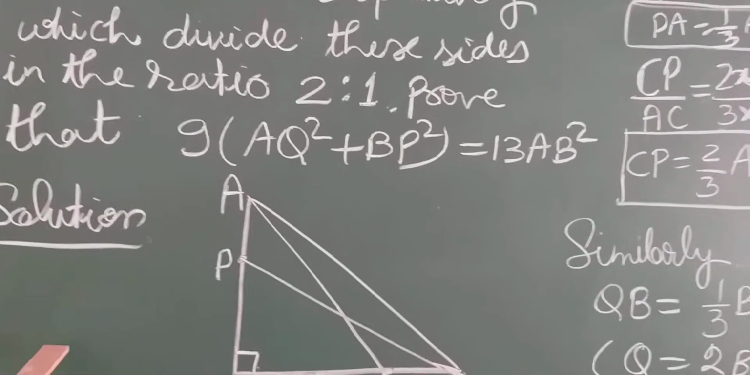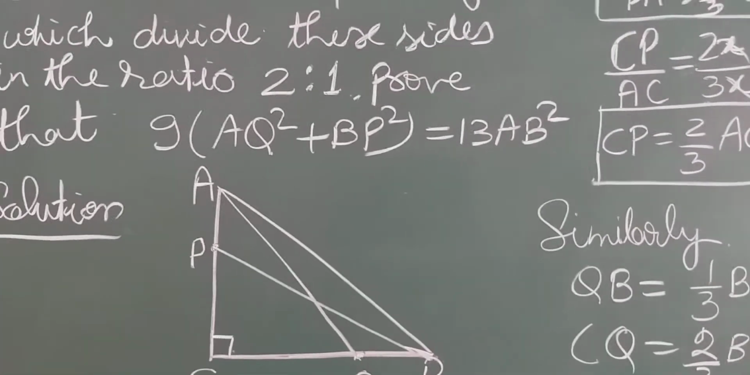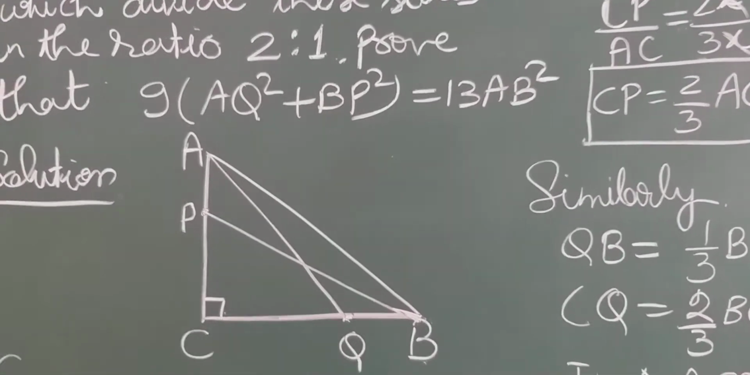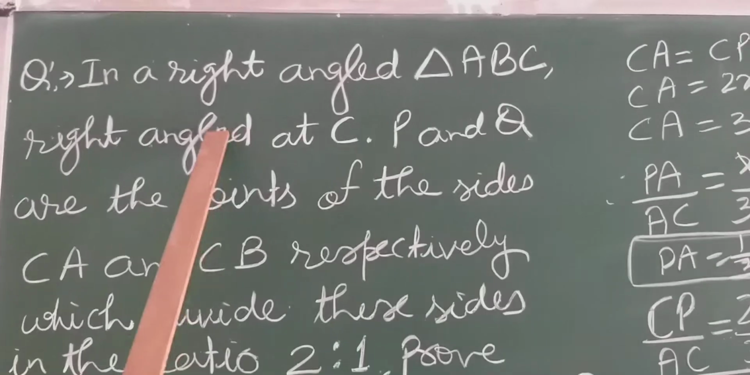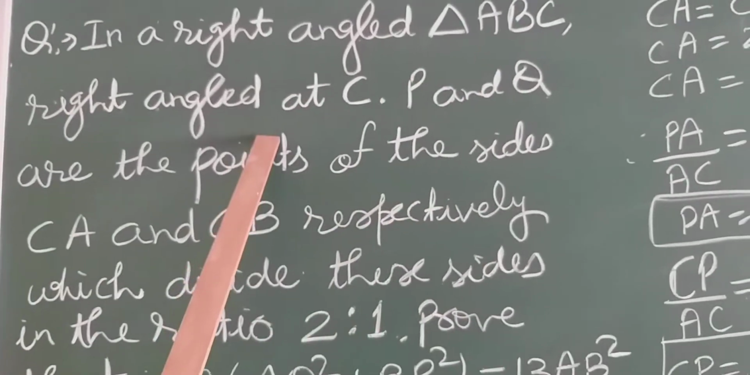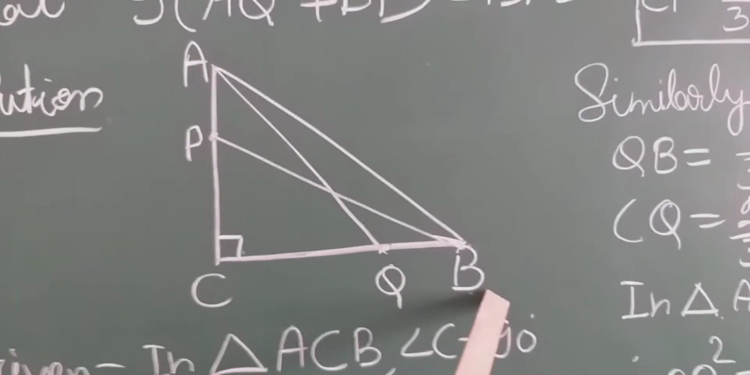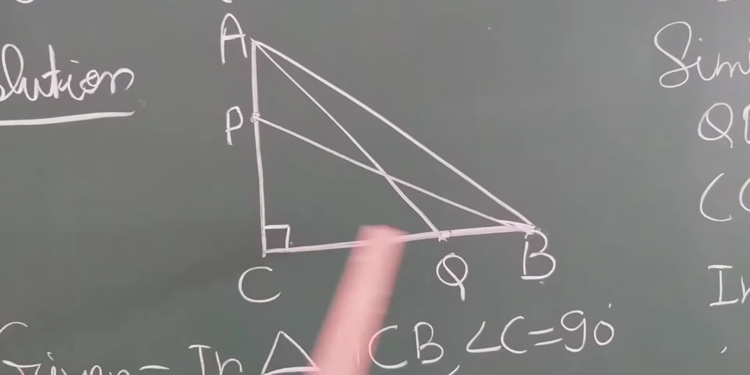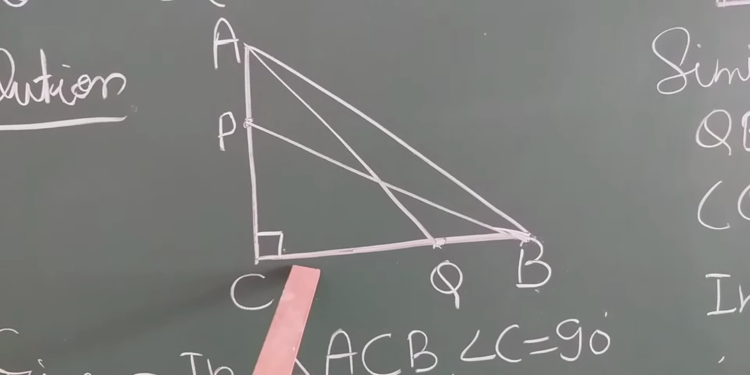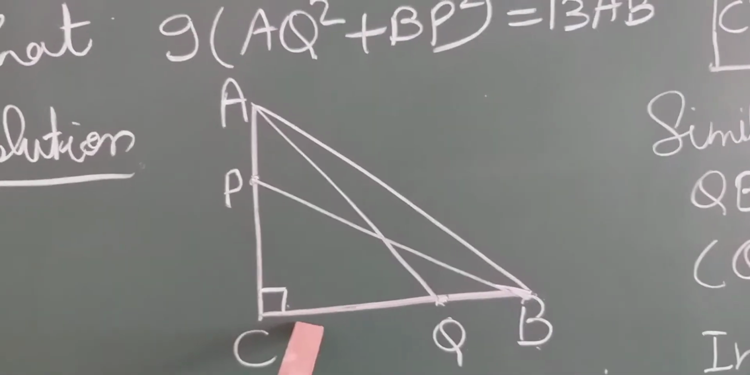So students, this is the solution. First of all, we have to draw the diagram. Right angle triangle is given, right angle at C. So ACB is a triangle and angle C equals 90 degrees.